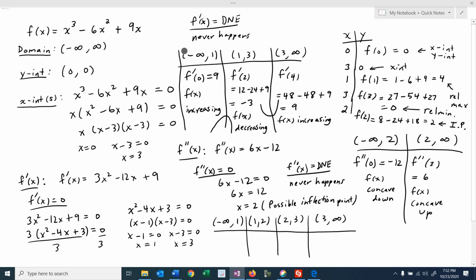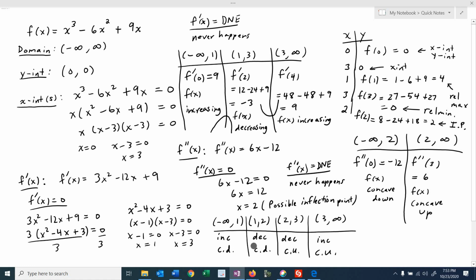Now in this interval, it's increasing, but it's also concave down. Now once it gets into this interval, 1 to 2, it starts to decrease. It remains concave down because it's still in this interval. Okay, and then between 2 and 3, you're still decreasing, but now you're in this interval, so that means you're concave up. And then from 3 on up, you're increasing, and then you're concave up.